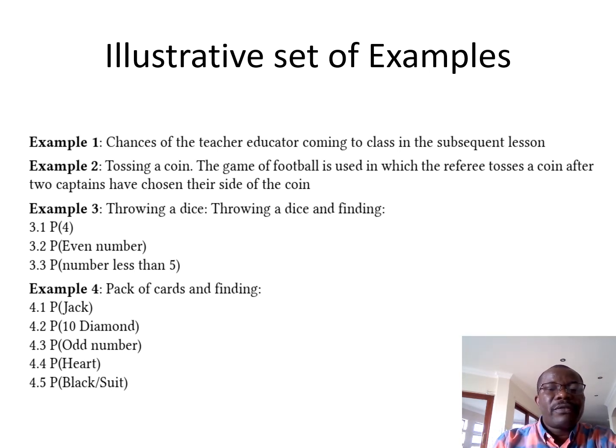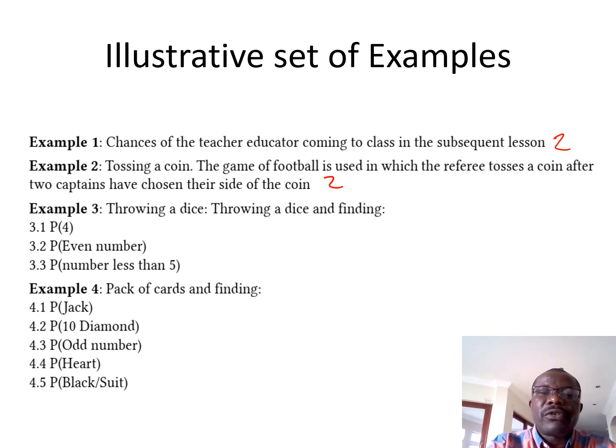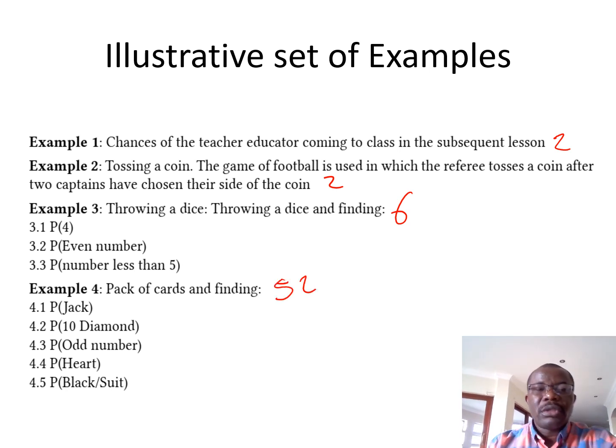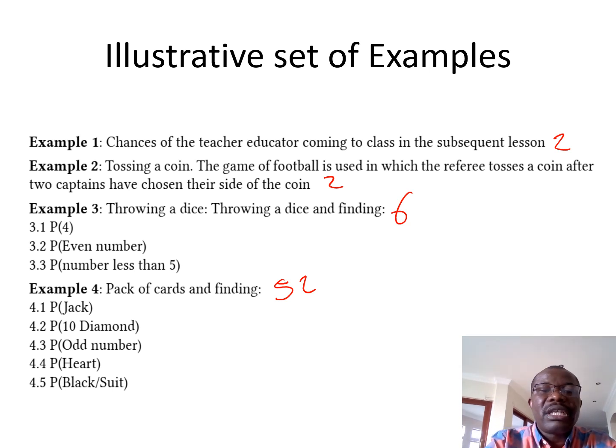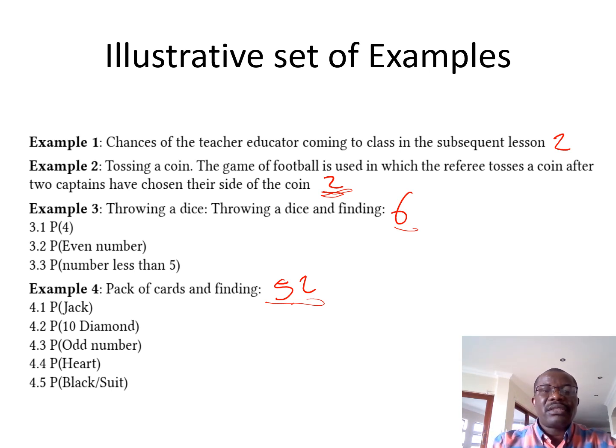So thinking of the first two examples, there are 2 possibilities here, 2 outcomes here. Here, of course, there are 6, throwing a dice, and here there are 52 possibilities. So there's something similar and there's something different even in the possibilities. What is different in example 3 is that it's no more 2 but 6, and here it is 52. So there's variance and there's invariance, but there's also some invariance and variance at other levels.